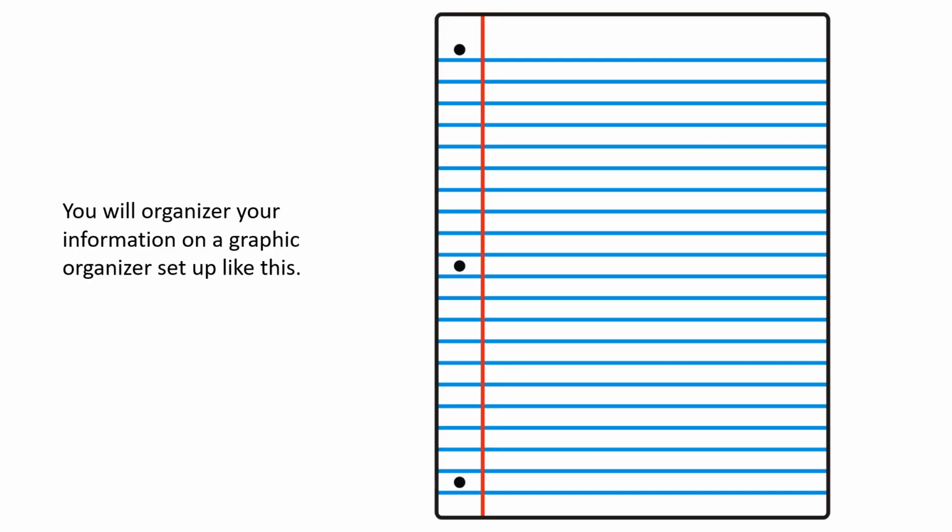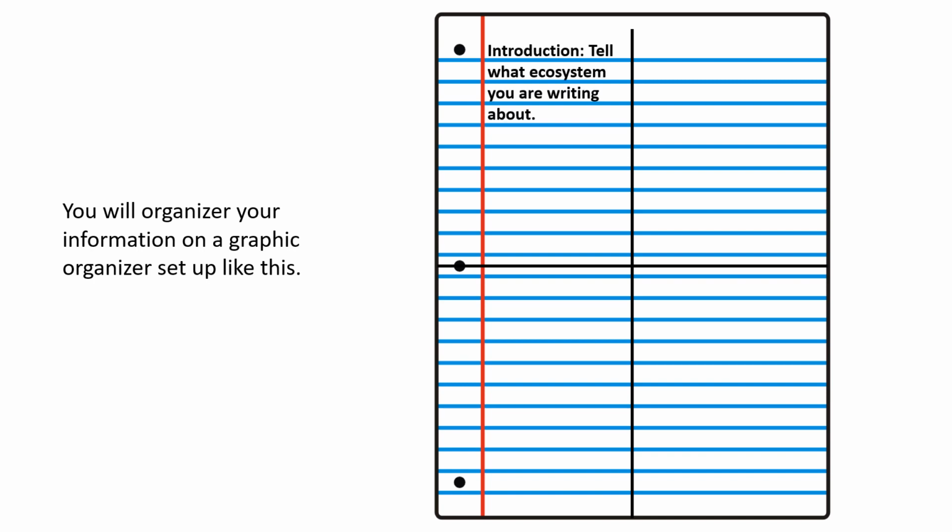You're going to organize your paper. You're going to make a graphic organizer. We've done this in the classroom. The first thing you're going to do is draw a line straight down the middle and divide it in half. Then you're going to draw another line. This way you have 4 parts. On the first part, that's going to be your introduction. You're going to tell what ecosystem you're writing about. Give me the name. Give me some other information about that ecosystem. Remember, don't tell me any animals yet or any plants.